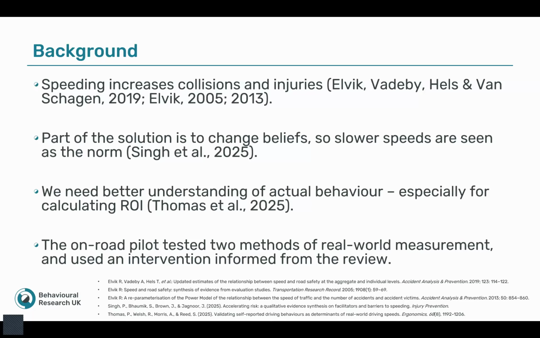So that's what this on-road pilot really focused on. It tested 2 methods of real-world measurement of speeds, and also used an intervention as part of the pilot, informed by the literature review that we did, which I'll come back to. Next slide.